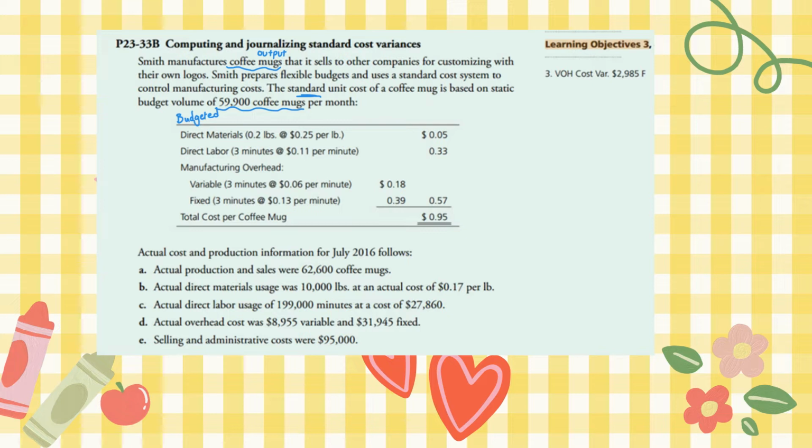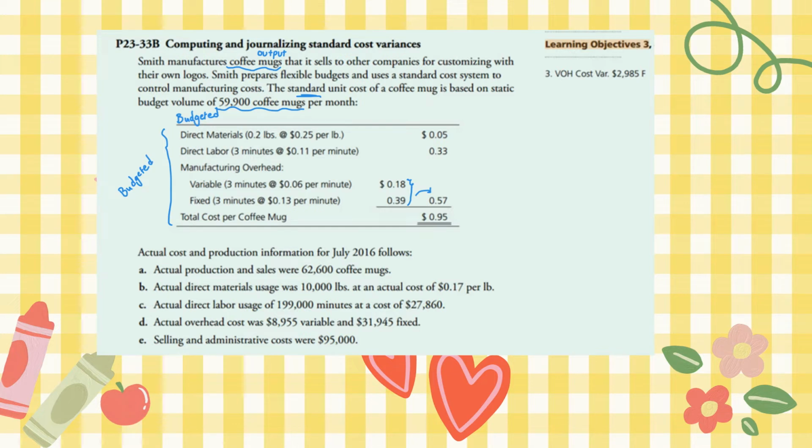For the manufacturing overhead, you have variable and you have fixed. For the variable, he said you're going to use 3 minutes, 6 cents per minute. If we multiply them, we get 18 cents per mug. For the fixed, 3 minutes at 13 cents per minute, so again, multiply them to get 39 cents per mug. If you add them up, you get the manufacturing overhead cost per mug. Again, this is all standard or budgeted data.